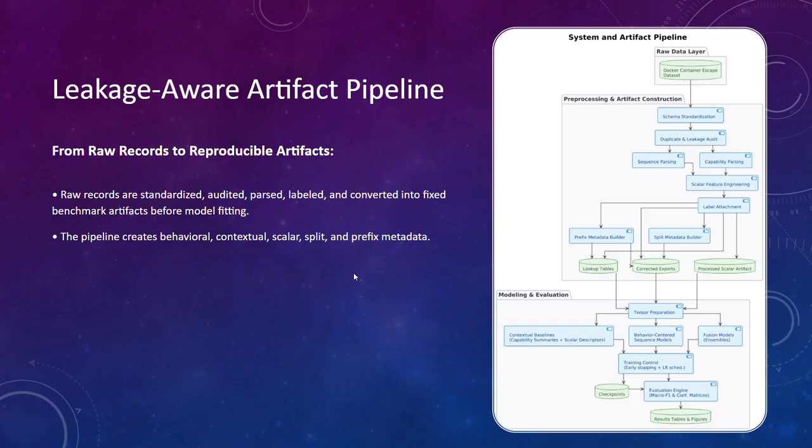In other words, raw records are standardized, audited, parsed, labeled, and converted into fixed benchmark artifacts before model fitting. And the pipeline creates behavior, contextual, scalar, split, and prefix metadata.